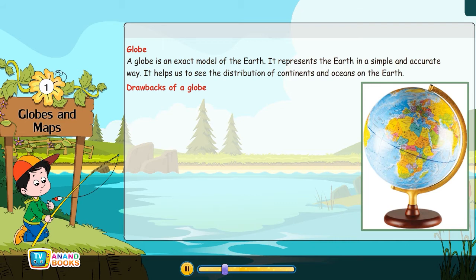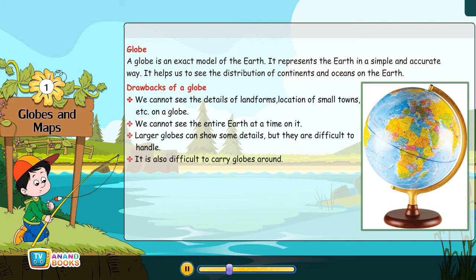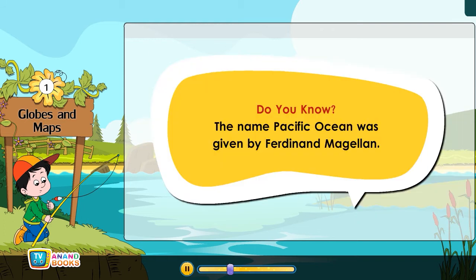Drawbacks of a globe. We cannot see the details of landforms, locations of small towns, etc. on a globe. We cannot see the entire earth at a time on it. Larger globes can show some details, but they are difficult to handle. It is also difficult to carry globes around. Do you know? The name Pacific Ocean was given by Ferdinand Magellan.